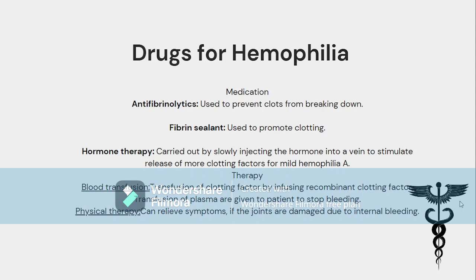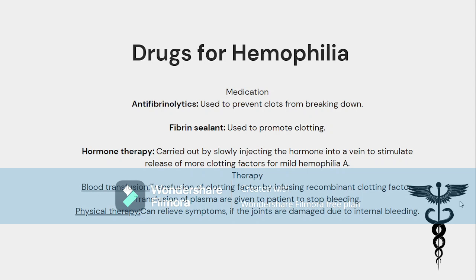Emicizumab, or Hemlibra, is a drug that mimics factor 8. It helps prevent bleeding episodes in hemophilia A patients, even those with inhibitors. It is given as a subcutaneous injection.